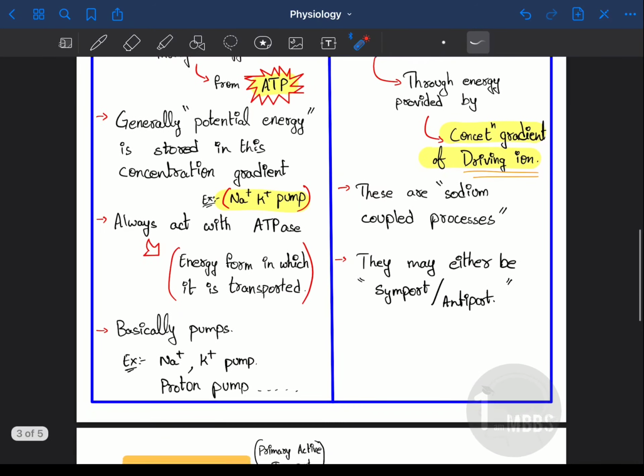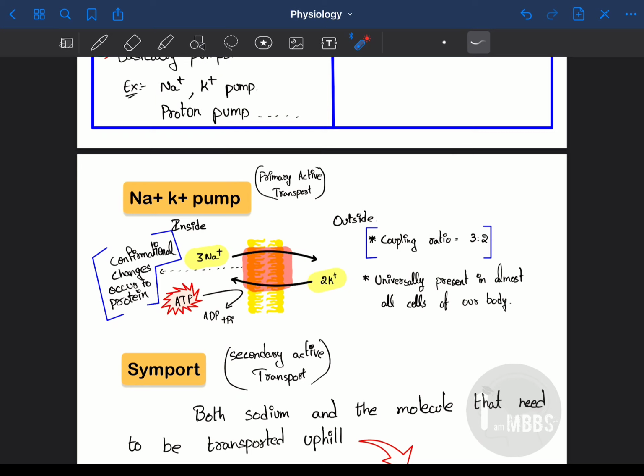Coming back to primary active transport, it mainly occurs with the help of pumps. Mainly pumps, sodium potassium pump, proton pump, calcium pump, etc. The sodium potassium pump is one main example of primary active transport. Here 3 Na+ ions move outside and 2 K+ ions move inside. That's why the coupling ratio is 3:2.